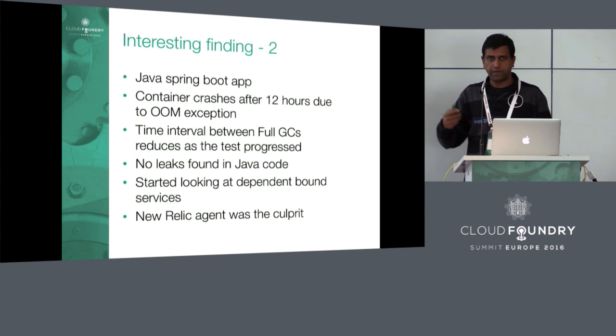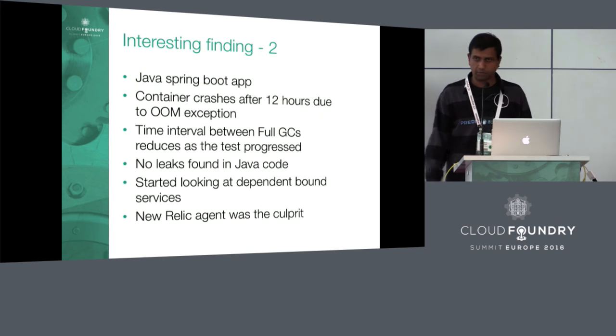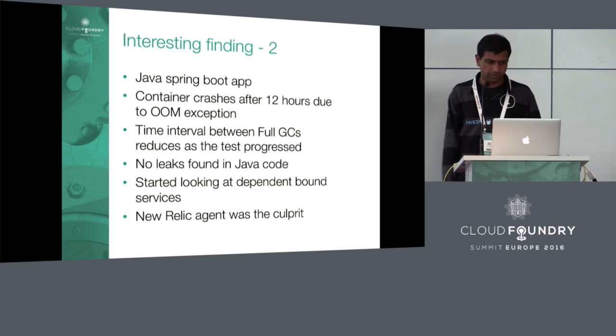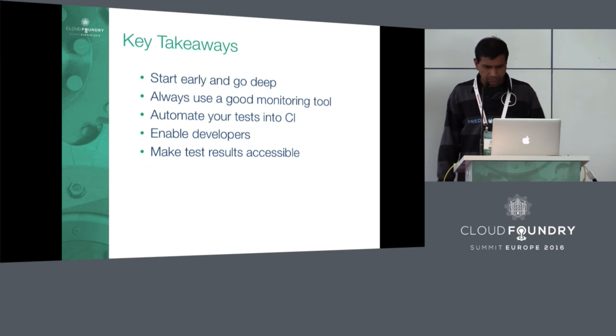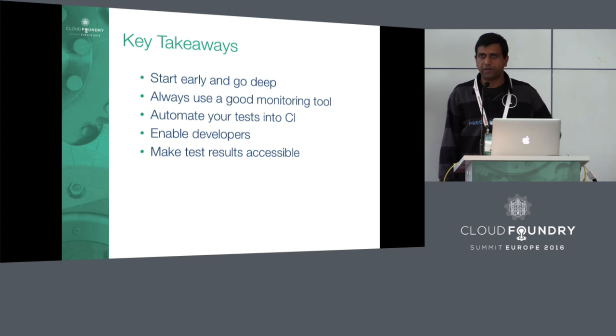When we unbound the Neuralink agent from the application and ran it, luckily we had the JMX metrics collected through Jolokia, and it ran fine for 7 days without any problem. Then we had to report back to Neuralink to figure out why the agent was causing a problem. There was one particular version of Neuralink that was causing a memory leak. None of this could have been identified if we weren't running performance tests.